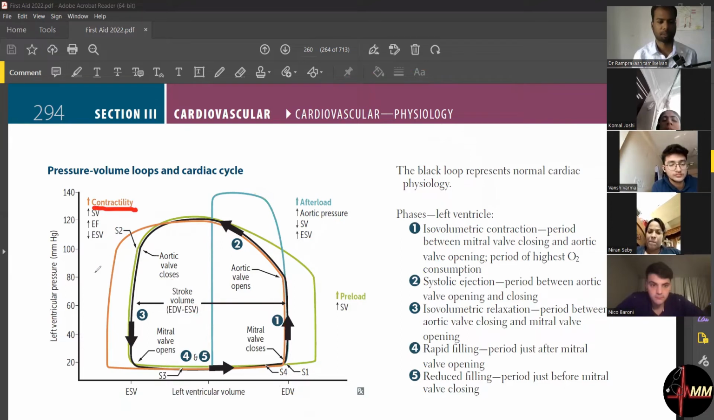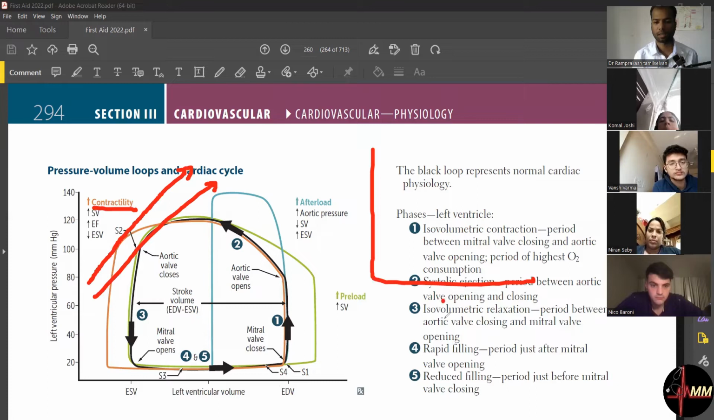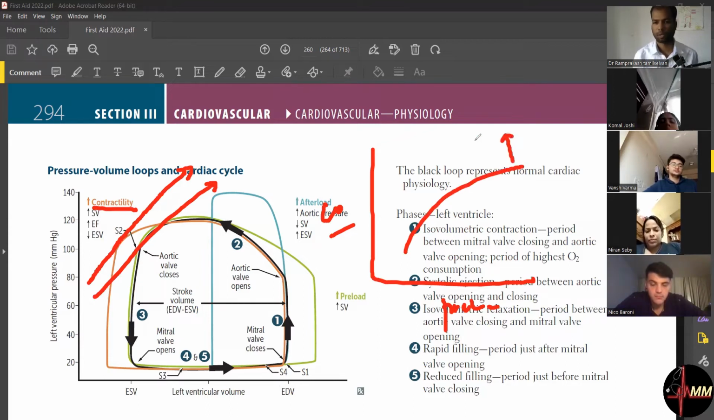For example, make a line like this. Remember the Frank-Starling curve, where you plot the preload against the cardiac output? So you'll get a curve like this, right? If the curve moves up, it's increased contraction. If the curve moves down, it's decreased contraction.